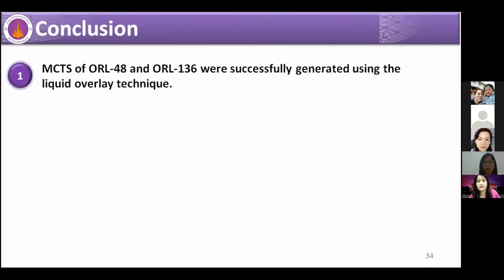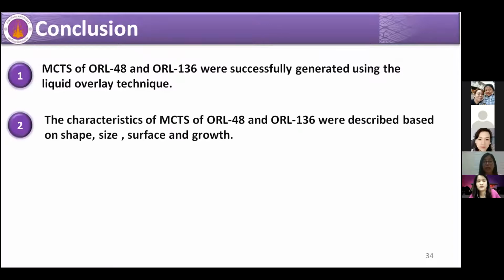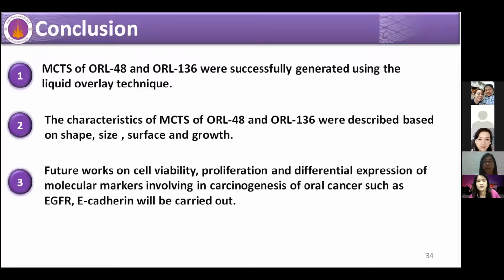So the conclusion is that the MCTS of OL48 and OL136 were successfully generated using the liquid overlay technique, and the characteristics of the MCTS of both the cell lines were described based on shape, size, surface, and growth. And future work on cell viability, proliferation, and differential expression of molecular markers involving carcinogenesis of oral cancer, such as EGFR and E-cadherin, will be carried out.